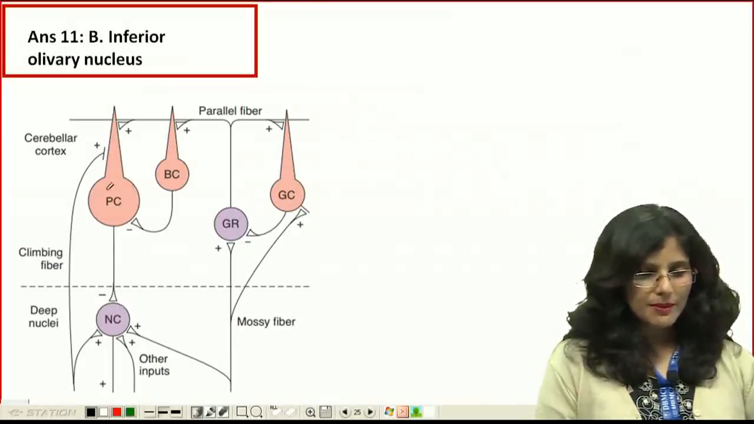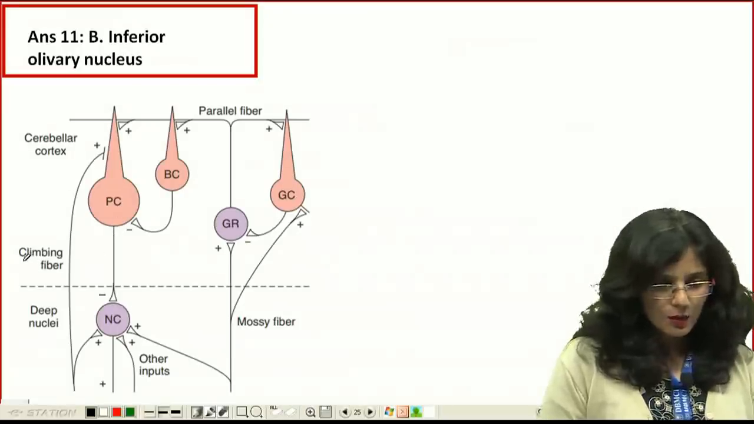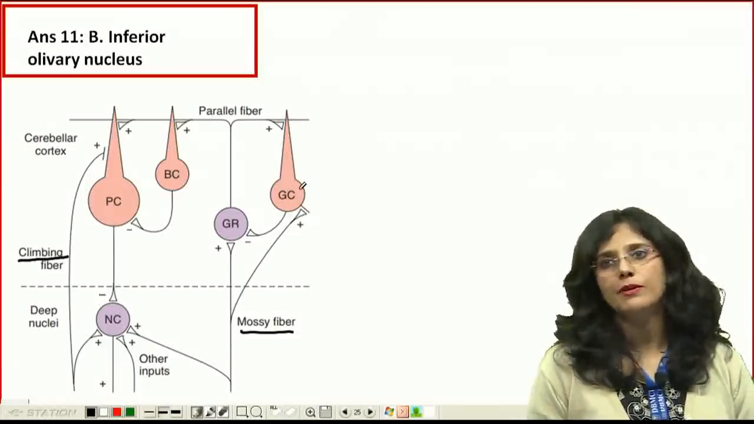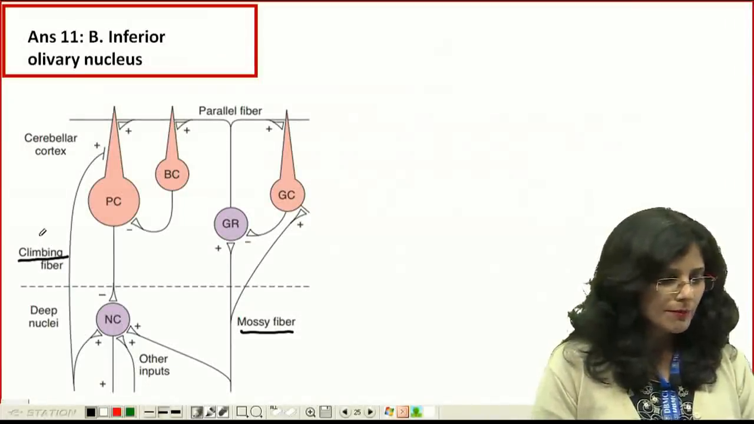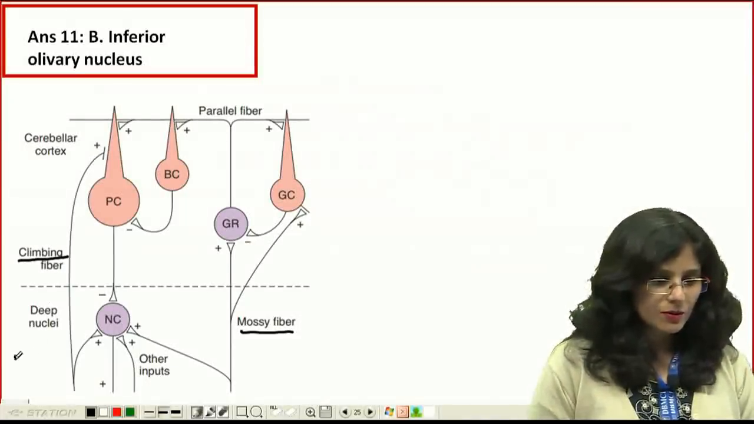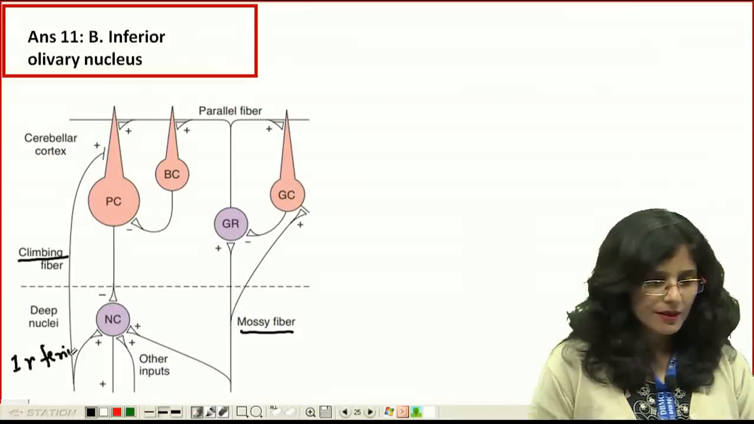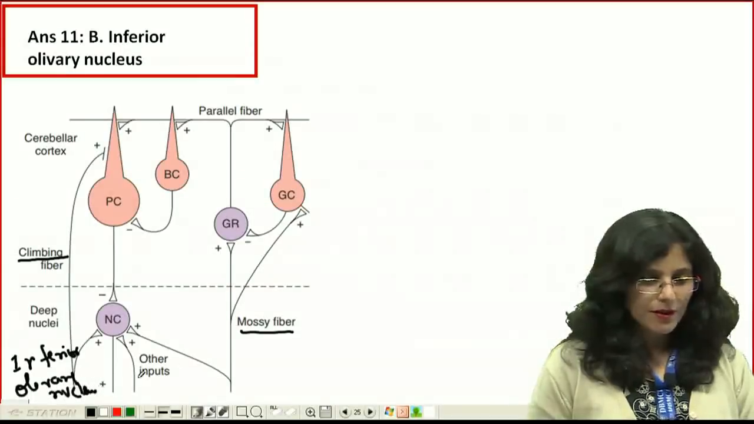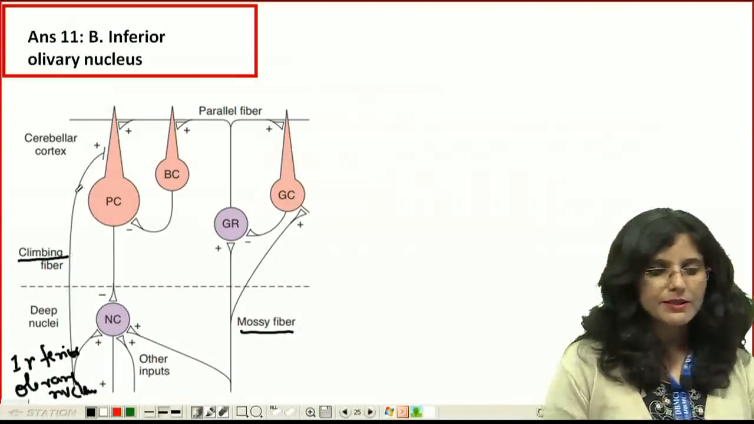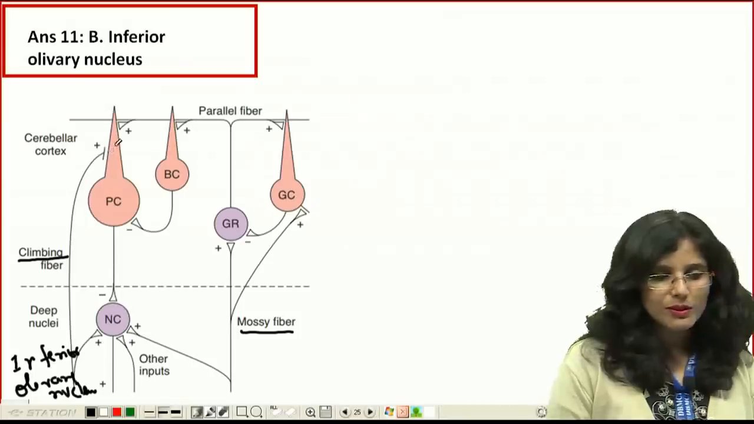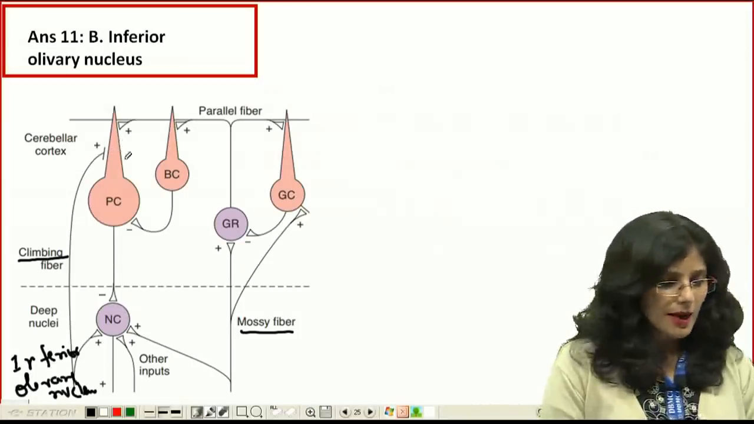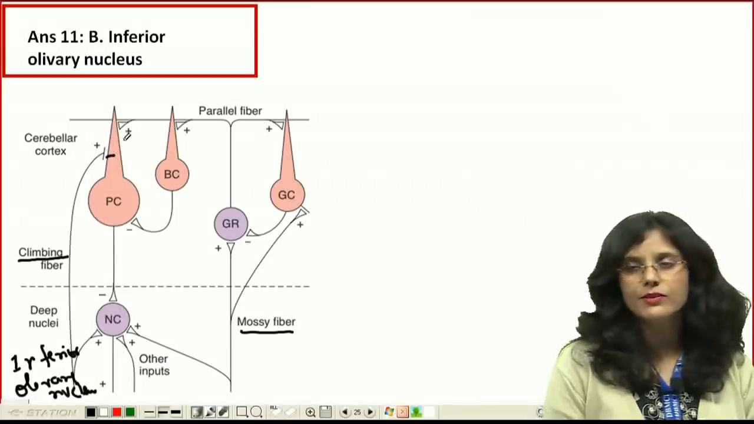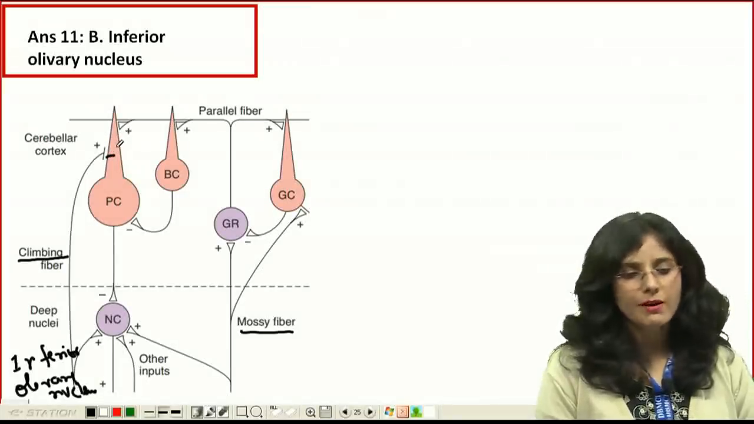This is the cerebellum, Purkinje cell. Here there are two main inputs. One is climbing fiber, another is the mossy fiber. If you see, the climbing fibers are coming from a single source, which is known as the inferior olivary nucleus. This projects directly onto the dendrites of the Purkinje cell, entwining like a climbing tree, and that's why they are known as climbing fibers.